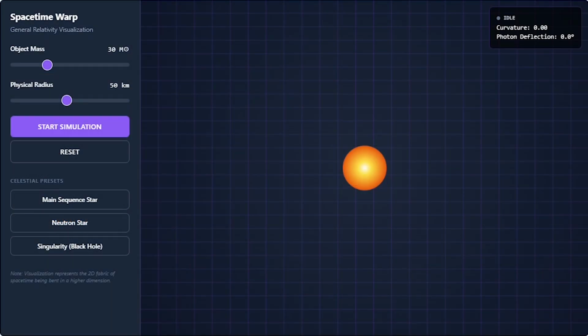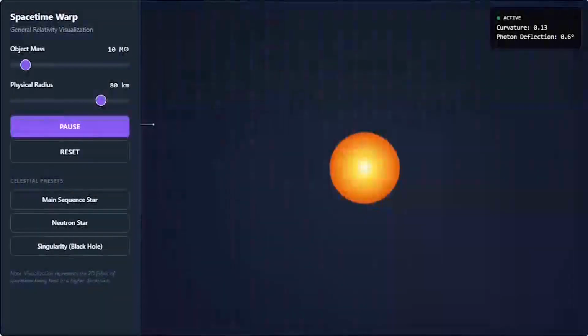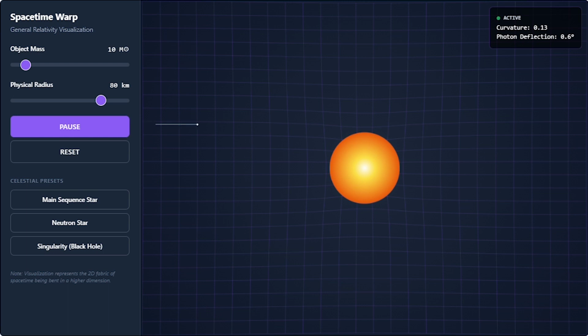Welcome. In this simulation, we'll explore Einstein's general relativity by visualizing how mass curves the fabric of spacetime. Use this slider to increase the mass. Notice how a larger mass creates a deeper well in the grid of spacetime. A standard star like our Sun has a large radius and relatively low mass, creating a gentle curvature that governs planetary orbits. Now, pay attention to the radius.